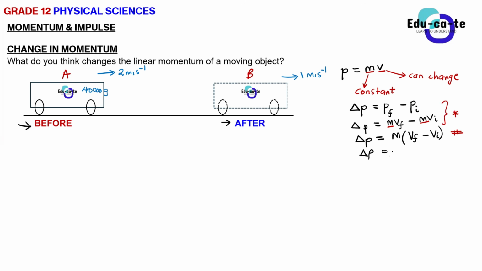Are we clear still? Yes, sir. All right, so I'm going to say this is my 40,000, and then my final velocity is going to be 1 minus my initial velocity which is going to be 2, and this is so perfect, right? Please punch in the calculator.